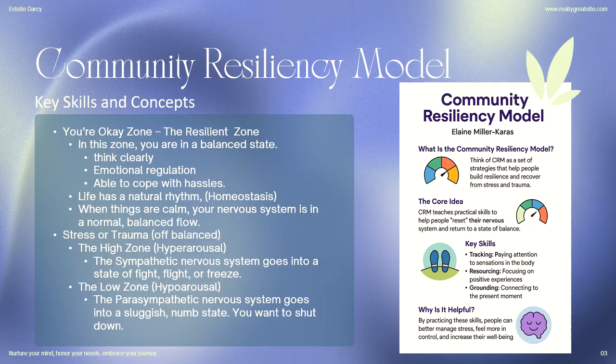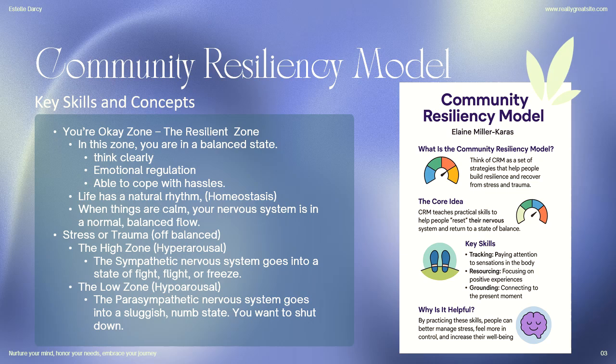But what happens when stress or trauma hits? Your nervous system can get knocked out of that resilient flow, and you may find yourself in one of two other zones. The high zone, hyperarousal. Your sympathetic nervous system kicks in, the system designed for survival. Heart races, muscles tense, thoughts scatter. You may feel anxious, angry, panicked, or like you need to run or fight. It's basically your body saying, danger, act now.